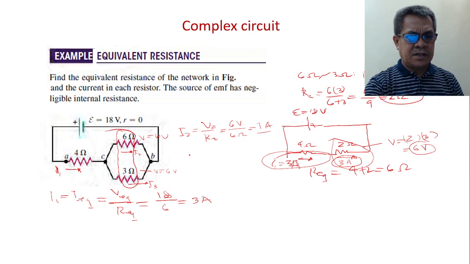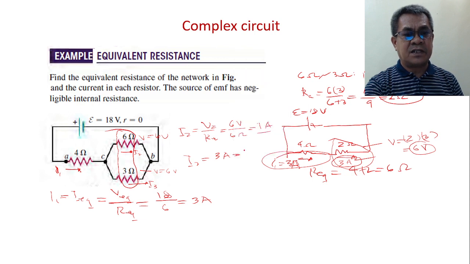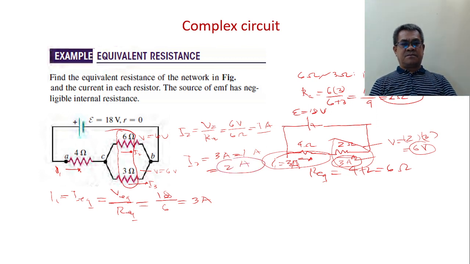Now, since we know already that I1 is 1 amp, then it follows that I3 is the difference between what? The 3 amps that passes through 2 ohms should be subtracted by I1. And I1, remember, is 1 amp. So the answer is, how much? This is 2 amps. This is the answer to the problem.